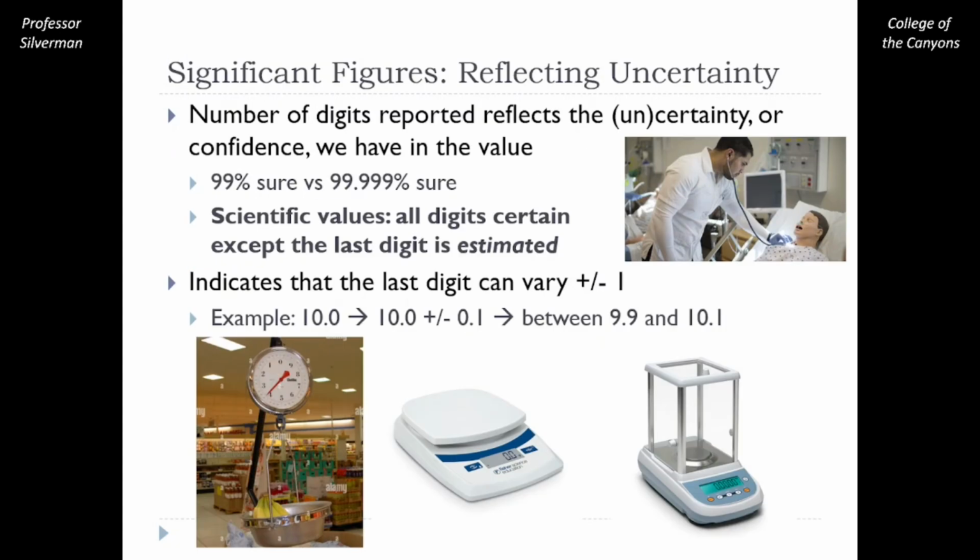The way that we represent how accurately we know our numbers is by how many decimal places or how many digits we report in that number. We call this significant figures.